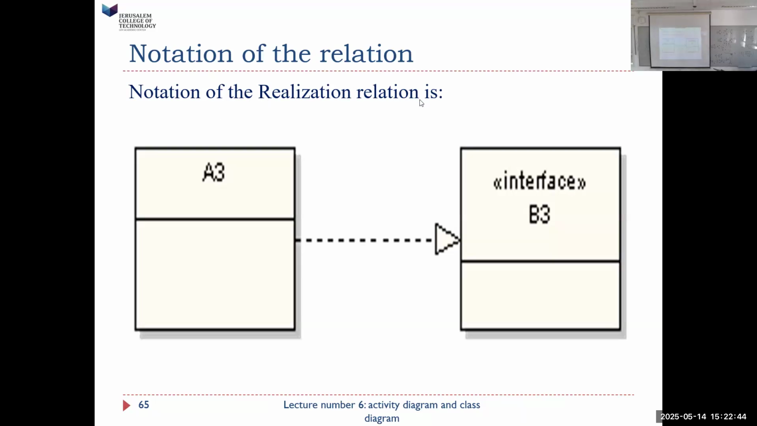Notation of the realization relation. Here, you see it says the word interface. That's exactly to indicate what I was just saying: that B, in this case B3, is not implementable. In other words, you can't have an instance of it. You have to realize it with A3. It's completely abstract. You'll never actually have an instance of B3. But you want it to exist for the purpose of inheritance, to find the common features of a bunch of other classes.